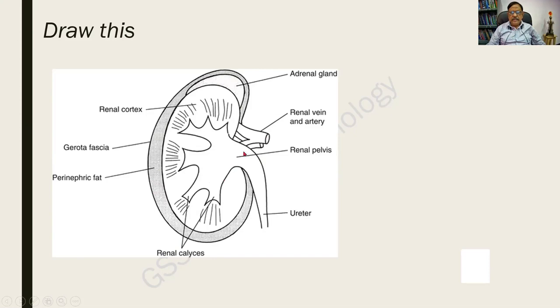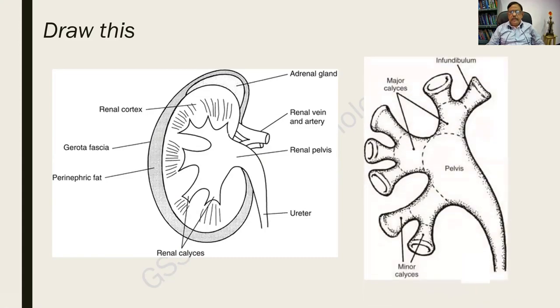The pelvis is a large delta-like region from which we have got the branches of the calyceal system, and down we have got the ureter. Please have this in mind. You should draw this diagram. And in today's class, this is what I am going to handle.